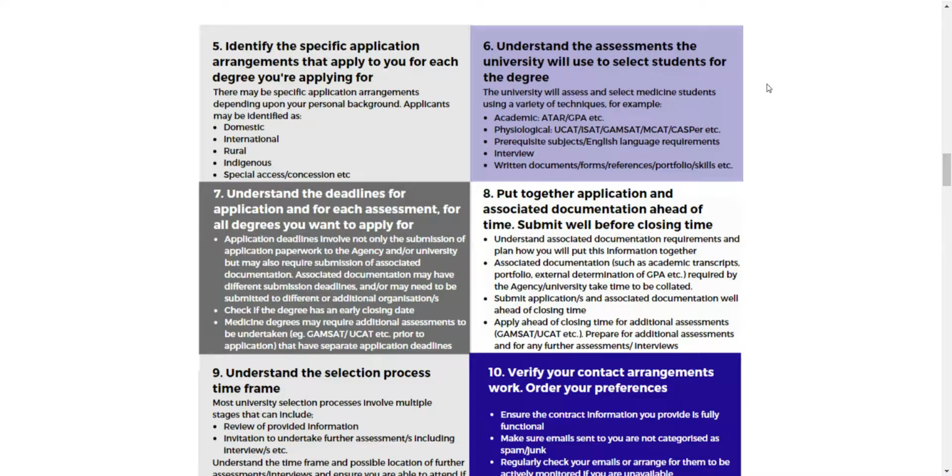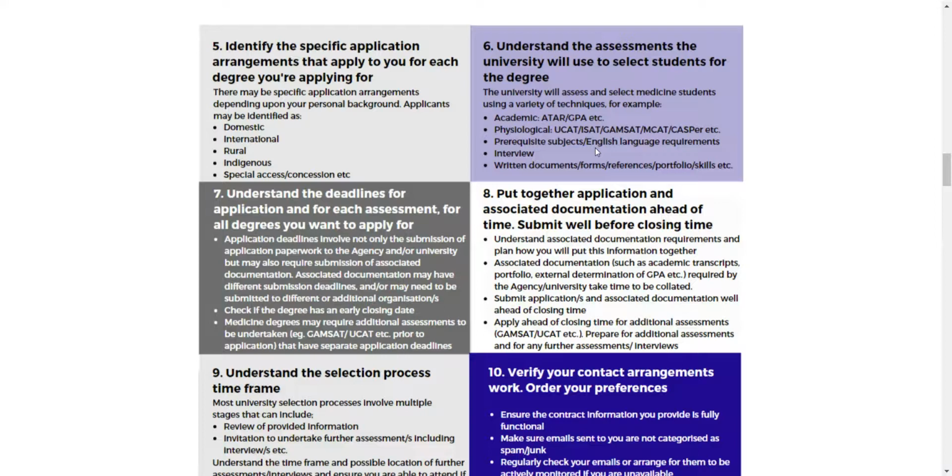Understand that the assessments the universities go through to select students for a medicine degree include a number of assessments. It will always include an academic assessment, and so there's specific requirements about your ATAR, but also if you're applying for a postgraduate medicine degree, your GPA and how the GPA is actually calculated. Many universities also have a psychological assessment, whether that be UCAT or GAMSAT or whatever. There are often prerequisite subjects, or there may be subjects that are highly recommended.